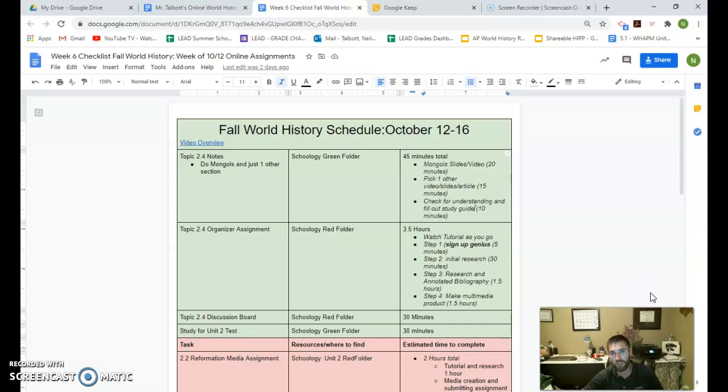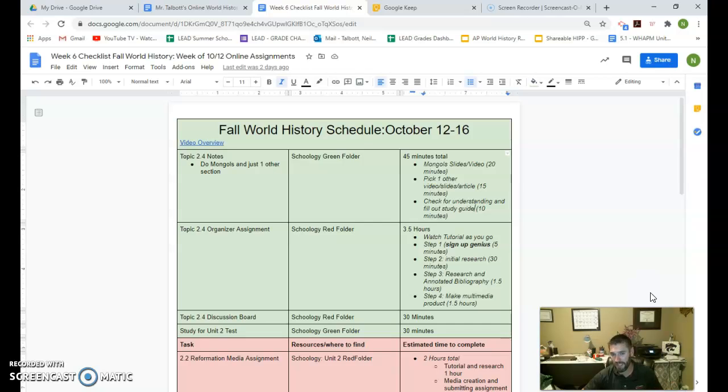Make sure you're following those directions really carefully because I don't want you to do more than you have to. Next week you have an essay question where you're going to be comparing multiple regions of the world to each other during this time period. By doing the Mongols and another topic, that's going to give you two regions, and the project is going to hopefully give you a third region. So make sure you're following those directions.